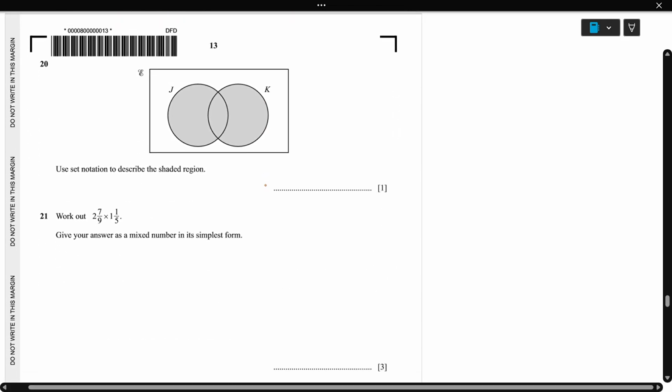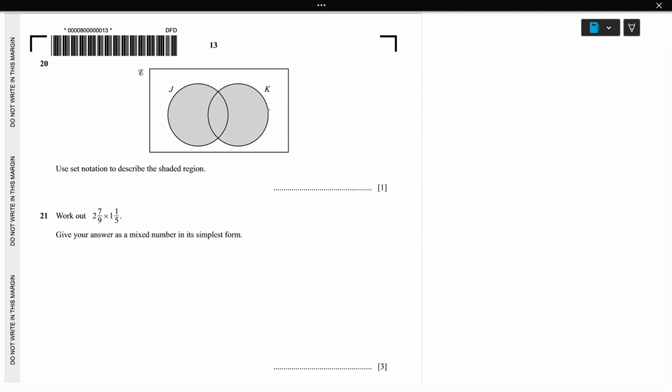Next, question 20, use set notation to describe the shaded region. So here is nothing, so this is a whole set, and J and K all together. So J union K, we took the union.